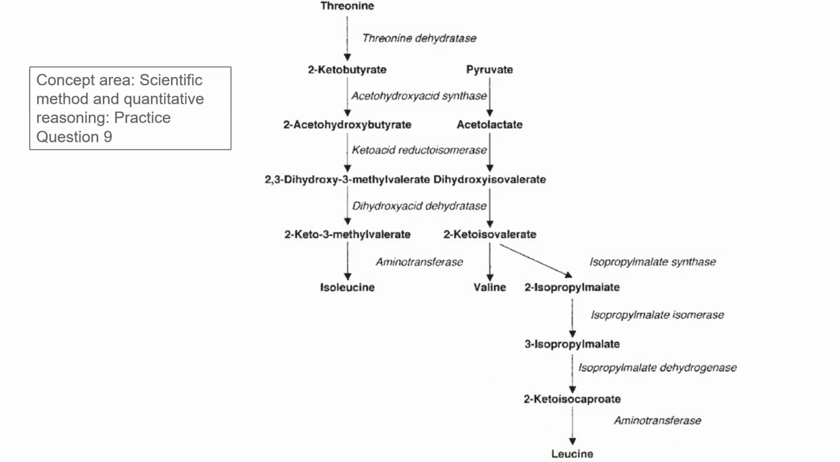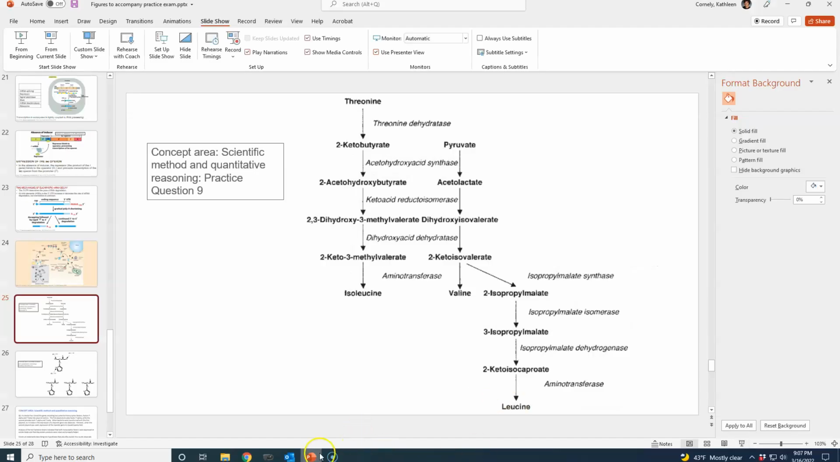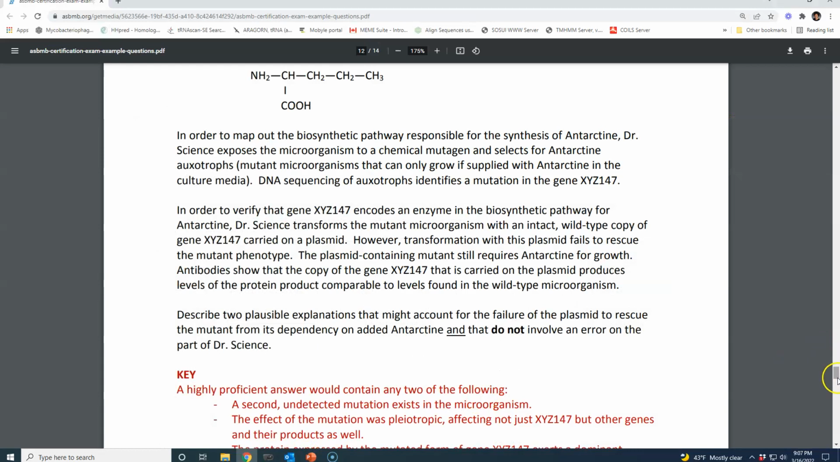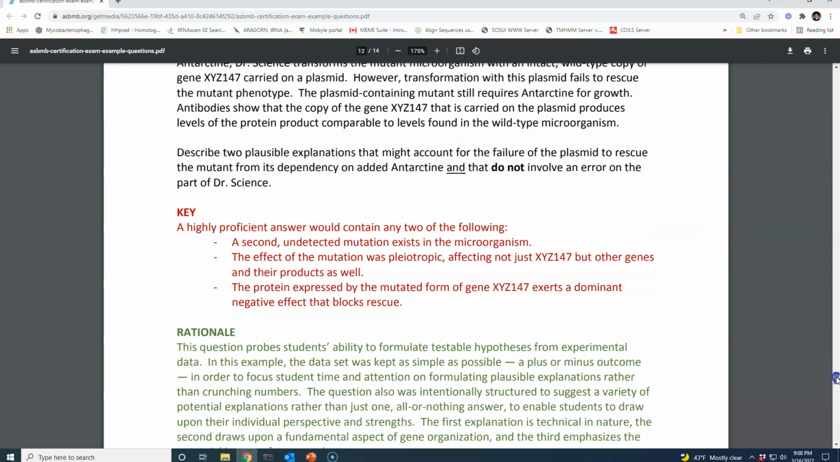So if we go back to our hypothetical question, our antarctine, we are told that we are looking at a plasmid. We found a mutation and we want to rescue it by encoding the proper enzyme on the plasmid to see if we can rescue this, but we can't. So it's a long scenario, but what we're being asked is, what are some of the reasons why?